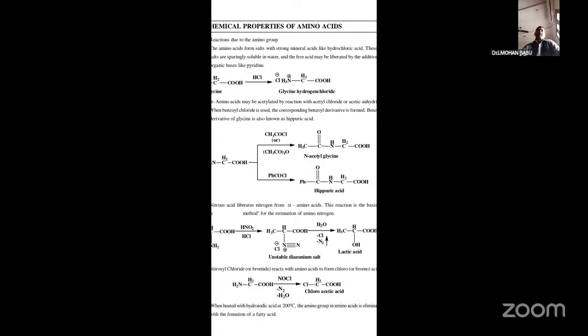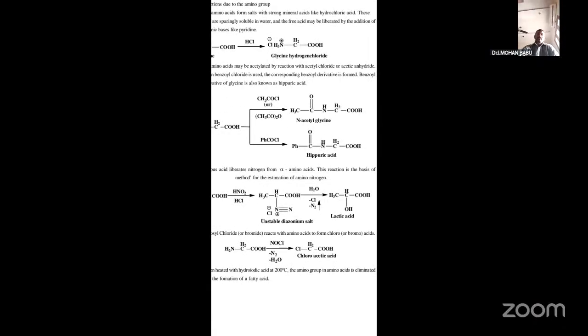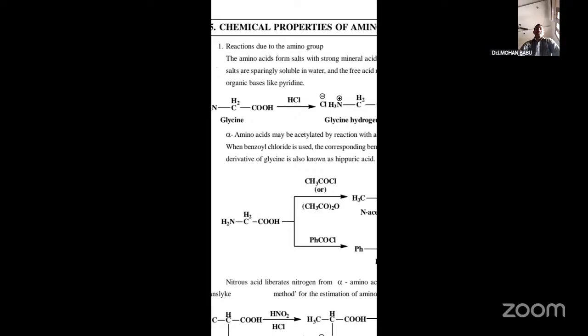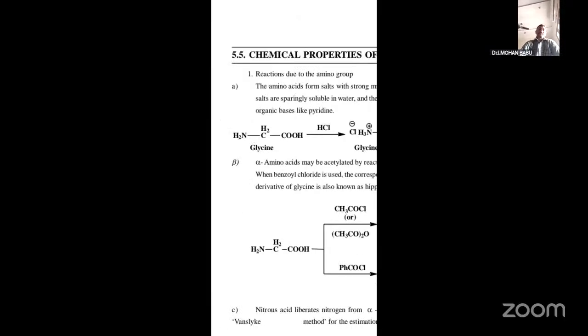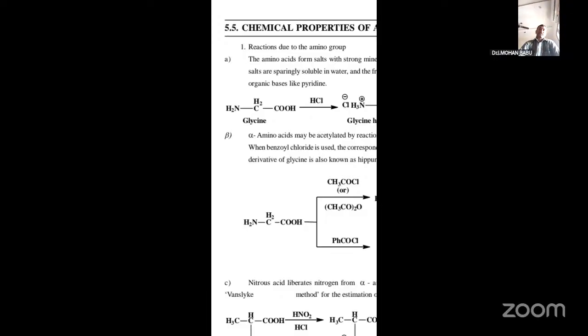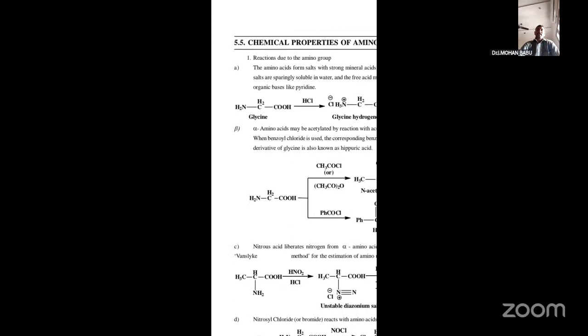Next, the chemical properties of these amino acids. Here we have different reactions involving the different groups: the reactions involving the amino group, the reactions involving the carboxylic acid group, and the reactions involving the CH2 group. First we'll see the reactions involving the amino group.